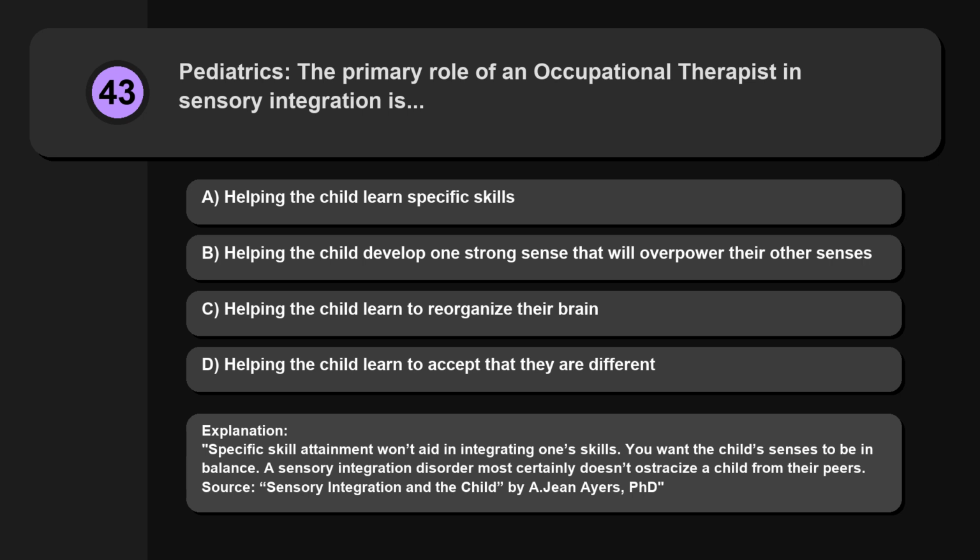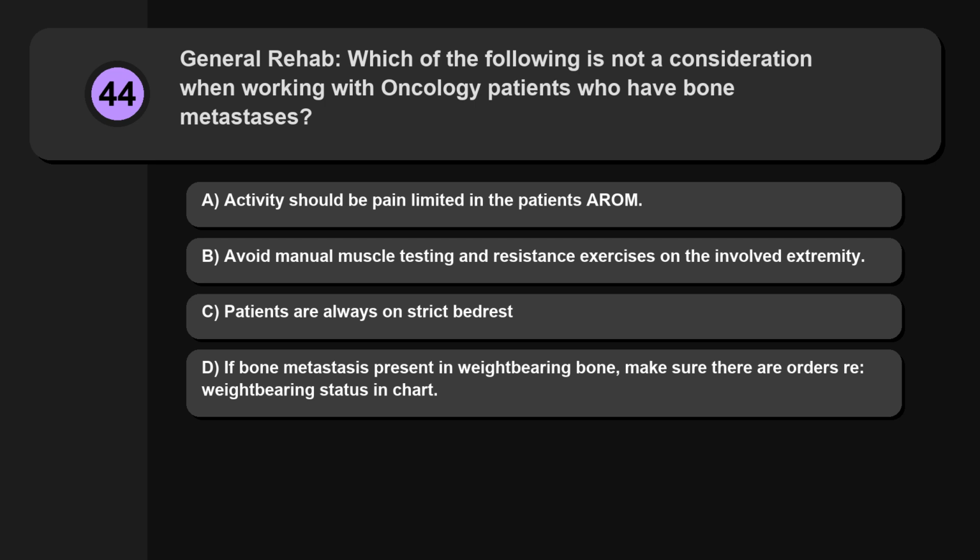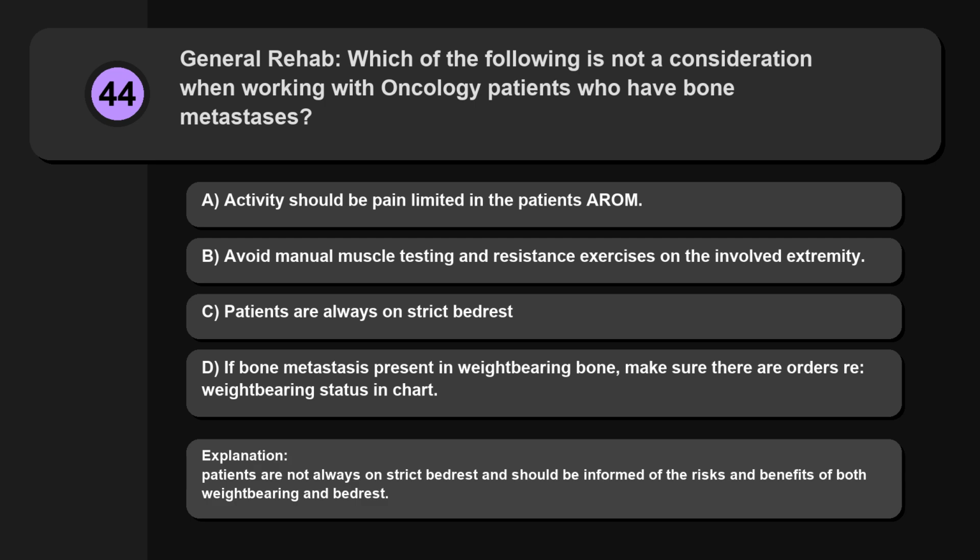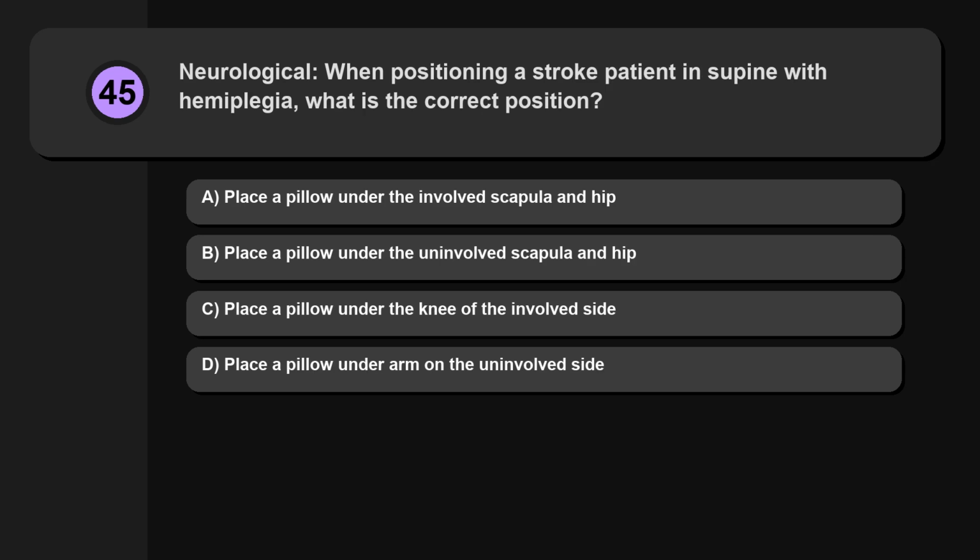Source: Sensory Integration and the Child by A. Jean Ayres, Ph.D. Question 44. General rehab. Which of the following is not a consideration when working with oncology patients who have bone metastases? Option A. Activity should be pain limited in the patient's AROM. Option B. Avoid manual muscle testing and resistance exercises on the involved extremity. Option C. Patients are always on strict bed rest. Option D. If bone metastasis is present in a weight-bearing bone, make sure there are orders regarding weight-bearing status and chart. The correct answer is option C. Patients are not always on strict bed rest and should be informed of the risks and benefits of both weight-bearing and bed rest.